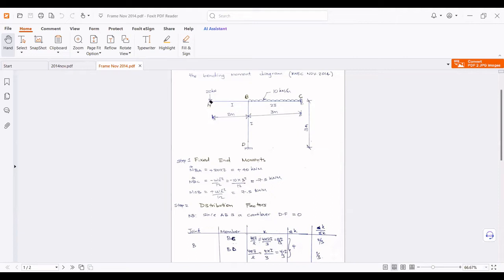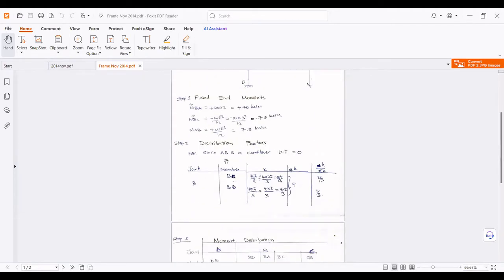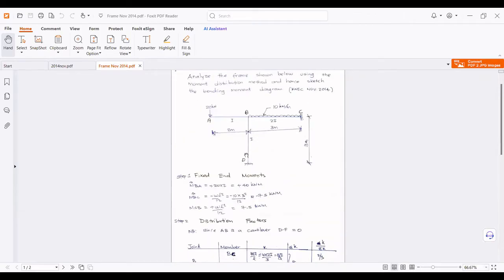And before we continue, AB is a cantilever. So the distribution factor is equal to zero. Now when you're calculating the distribution factor, you prepare such a table where you have the joint, the members, the relative stiffness represented by K, then the summation of K, then K over summation of K, which is now the distribution factor. So you only have one joint, joint B.